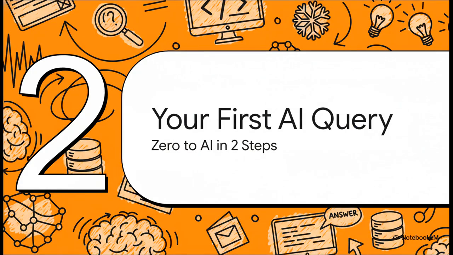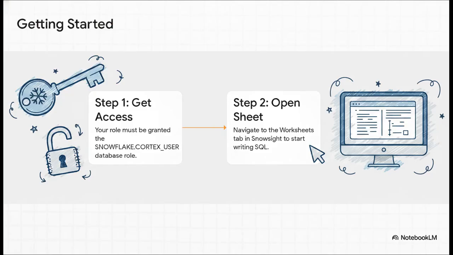Okay, now for the really fun part. Let's move away from the theory and actually see how you can run your first AI query. I think you're going to be pretty surprised at just how easy this is. Really, there are only two things you need to do to get started. First, you need the right permissions. Your Snowflake role needs a special database role called snowflake.cortex_user. Once that's sorted, you just open a new worksheet in Snowsight, and believe it or not, you're ready to start using AI.